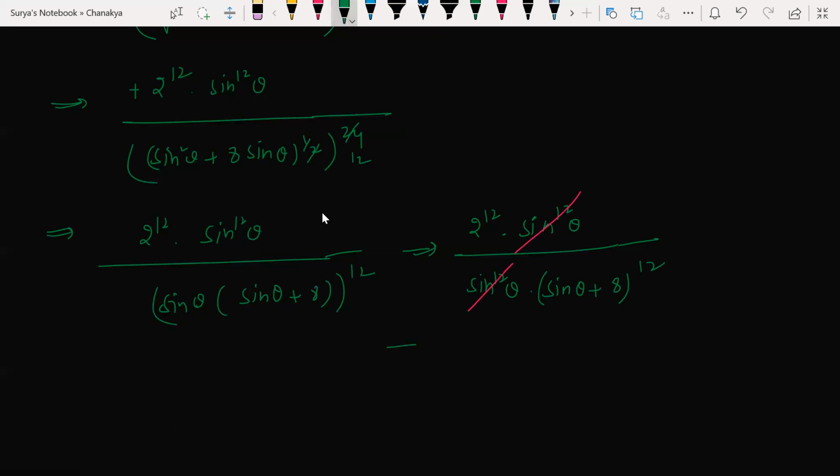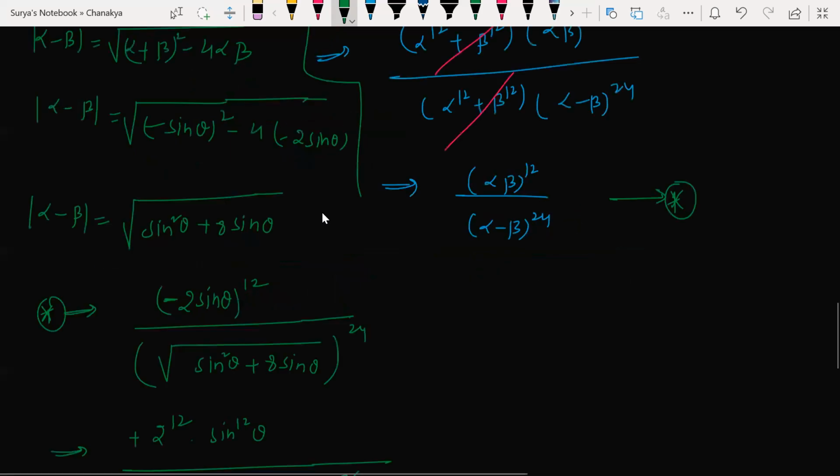What you are left with is 2 to the power of 12 divided by sine theta plus 8 whole to the power of 12. So this is my answer. Option B is correct. Check it.